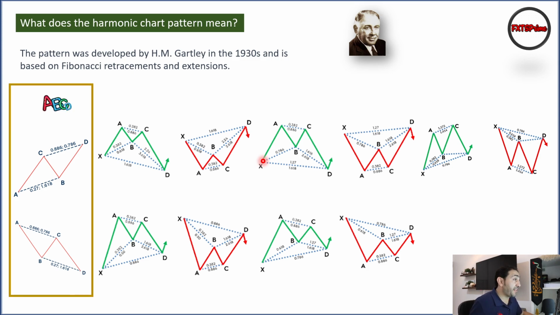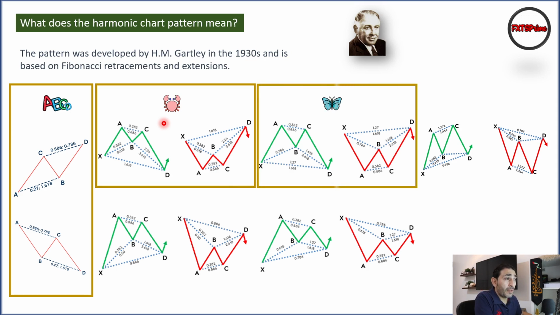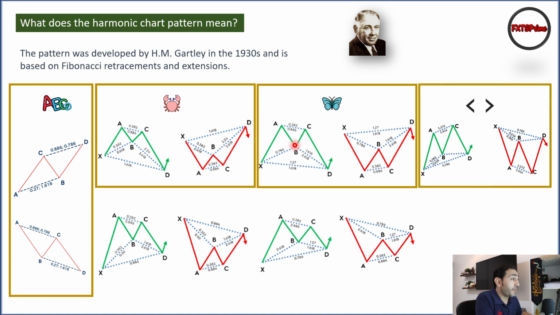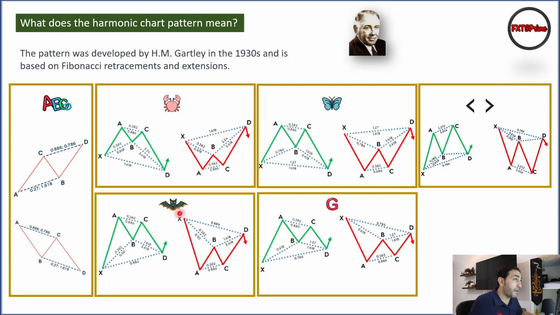The first pattern was the ABCD pattern, the bullish and the bearish patterns. After that, he developed the Crab pattern. After that, the Butterfly pattern. Then the Cipher pattern. Then the Bat pattern. Then the Gartley pattern. Basically, he identified the Gartley pattern first, and the Gartley pattern is based on his name.